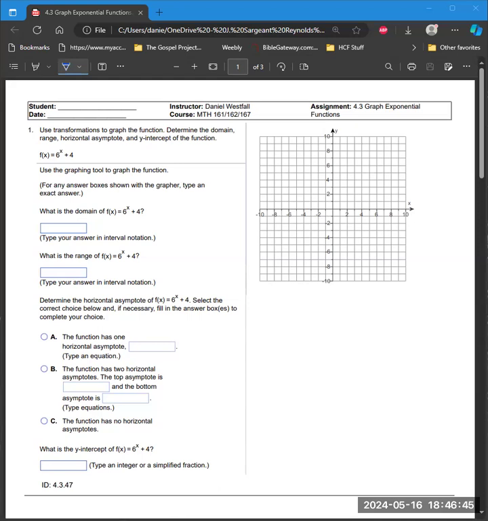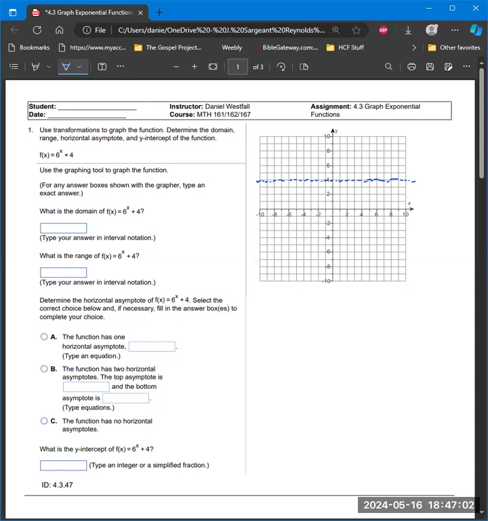So the plus 4 right here is the horizontal asymptote, because 6 to the x can never equal 0. It gets close to it, but never actually gets there. That's not actually part of your graph, but I need it to help me draw my graph.